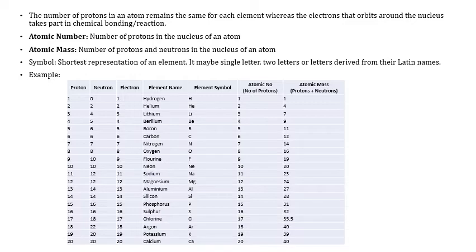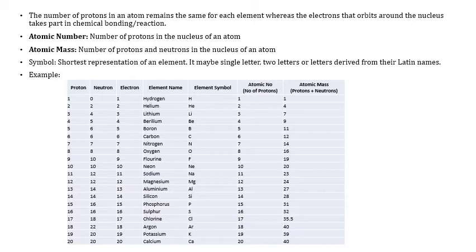Hydrogen, boron, carbon, nitrogen, oxygen are some elements represented with a single letter. Helium, lithium, beryllium, neon, magnesium are some elements represented with two letters. Sodium and potassium are represented by their Latin words natrium and kalium, with the symbols Na and K for potassium.